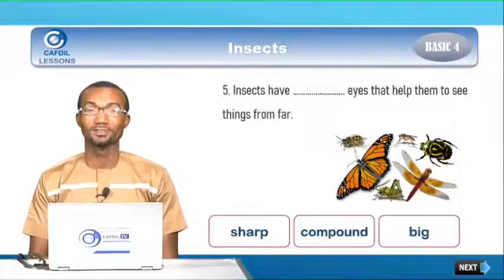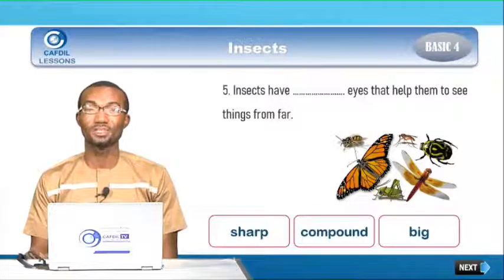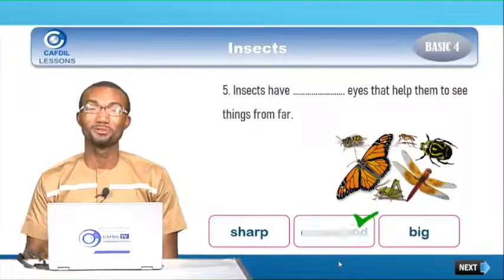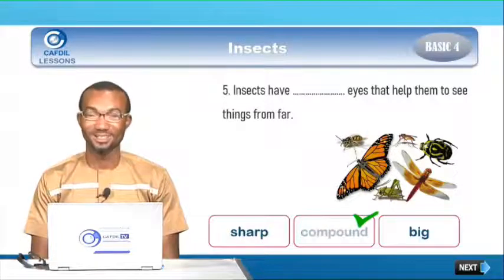Our last question. Insects have dododo eyes that help them to see things from far. Sharp eyes, compound eyes, or big eyes? Good. Compound eyes. Very good. You have all done well. And I believe you all understood the lesson on insects.